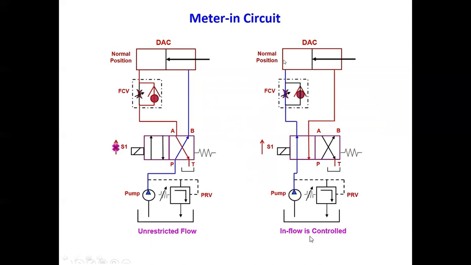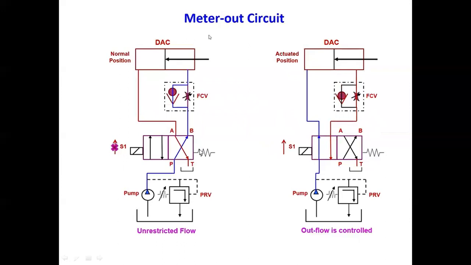This is normal position at retraction. In flow in controlled, in that case, inflow is controlled. Like that, flow control position. Same. In first position, flow control, unrestricted flow, in control. Meter out circuit, unrestricted flow, like that.